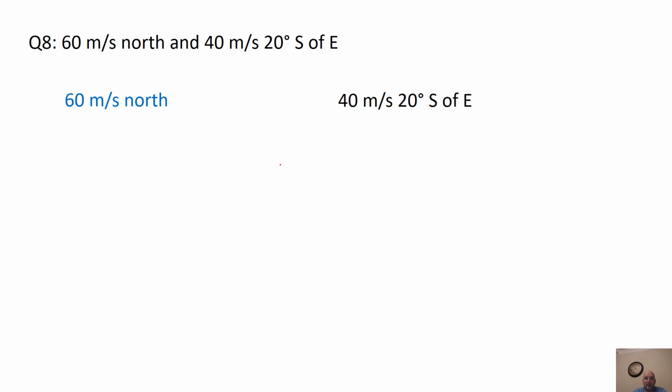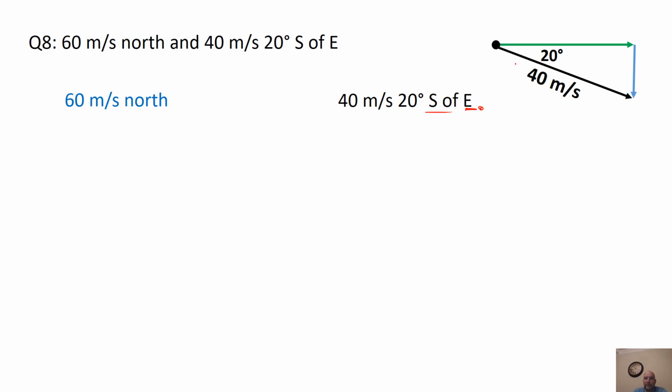So I color coded these to keep up with everything. We're going to draw this out. We're going to go east first, follow backwards, go south of east, and then go ahead and draw the resultant, or draw the angle in, which is what happened here. Draw the resultant, 40 meters per second.